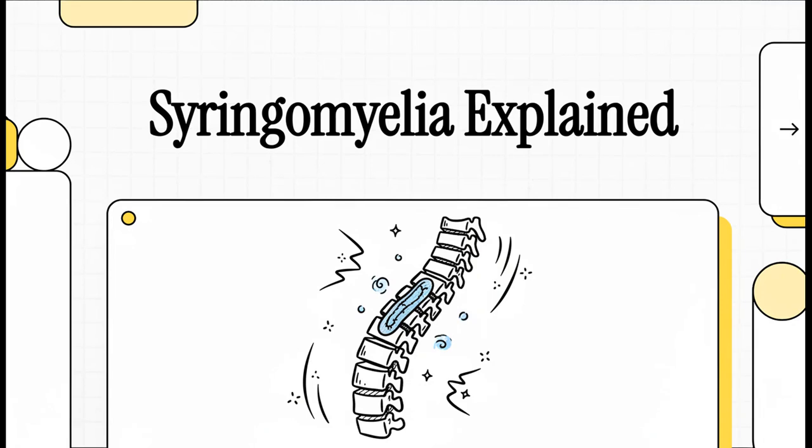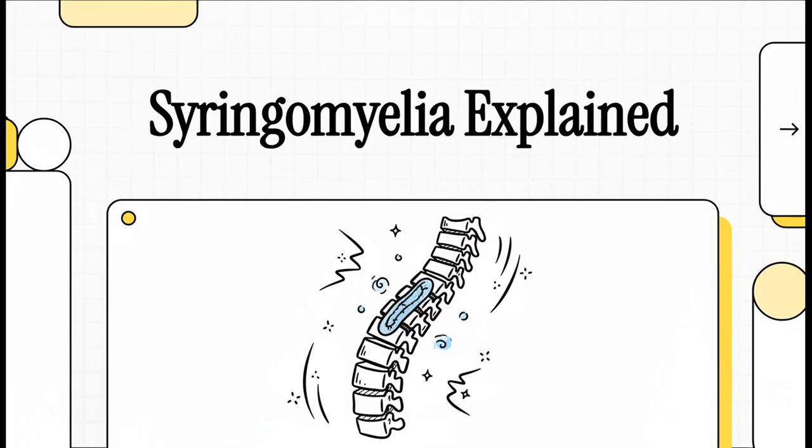All right, let's talk about a neurological condition with a pretty complicated sounding name, Syringomyelia. But I promise you, the idea behind it is actually surprisingly simple. And by the end of this, you're going to understand exactly what it is, why it happens, and what it really means for a patient.